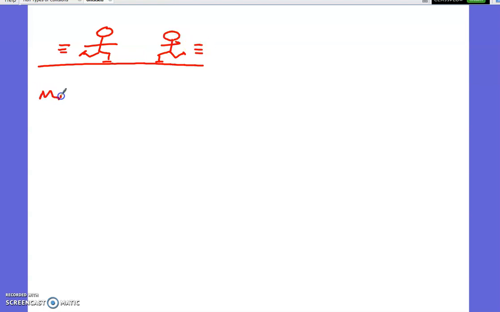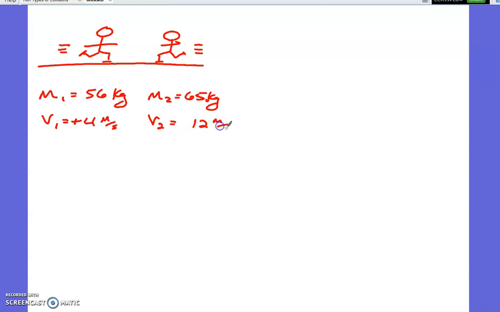We know the mass of the first skater is 56 kilograms, and the velocity of the first skater is 4 meters per second. Now that person is moving to the north, so that means that their velocity is positive. The second skater's mass is 65 kilograms, and their velocity is 12 meters per second to the south. Because that skater is moving to the south, their velocity will be negative.